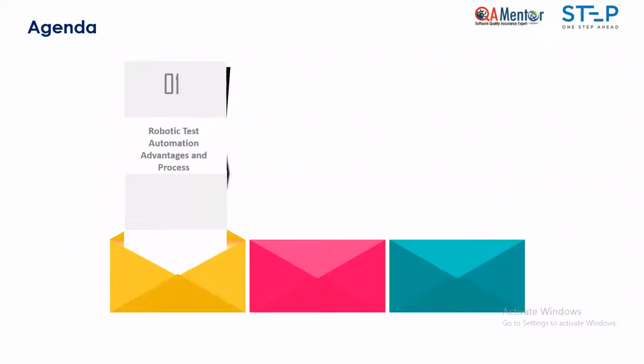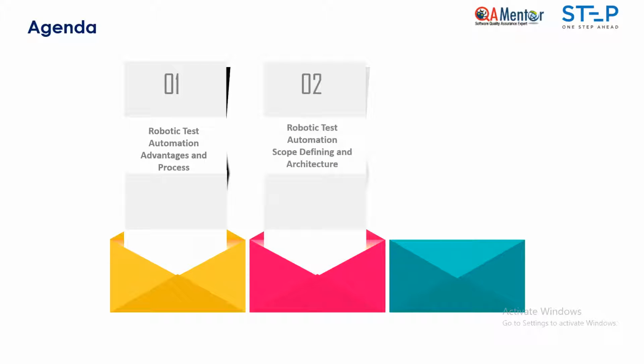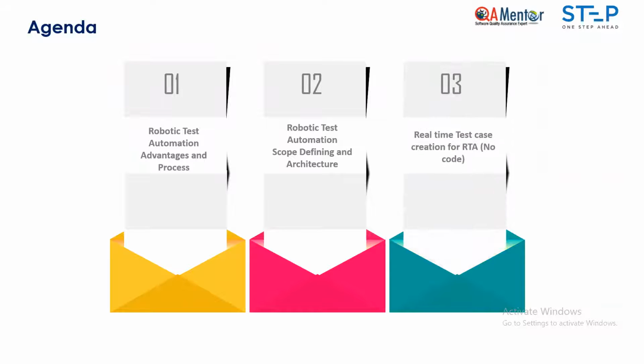The first topic is robotic test automation advantages and the processes we are going to use during robotic test automation. Next, we will see the robotic test automation scope, how we define the scope for test automation, and how to define the architecture. We already have our own architecture ready for test automation in the robotic way, so we are going to see how it is useful, and that is an important point you should know when you are talking about test automation.